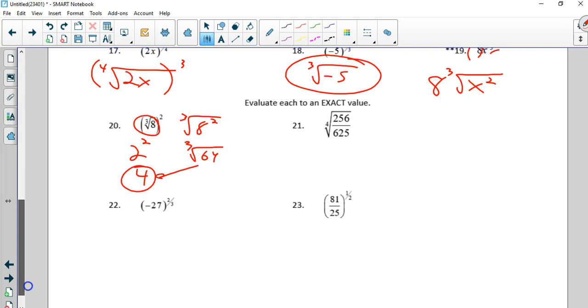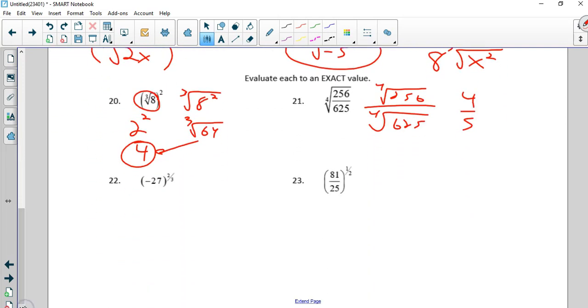Okay, 4th root of 256 over the 4th root of 625. Well, those are perfect 4th roots, so that just simplifies down to 4 over 5. 4 times 4 times 4 times 4 is 256. 5 times 5 times 5 times 5 is 625. And here we are, last 2.